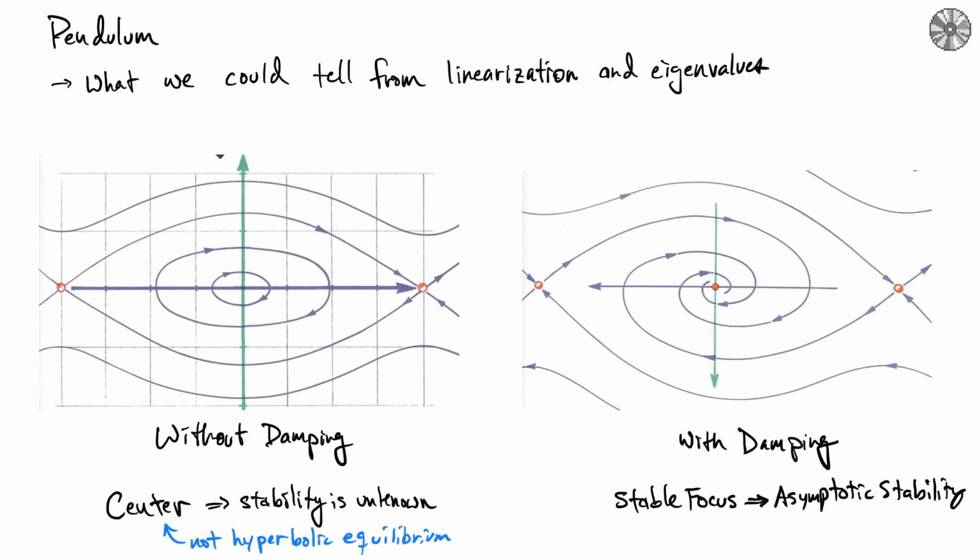Let's return and take a look at our example from the previous slides, where we looked at a pendulum. If you recall, what we found is that without damping, we had an equilibrium at the origin and at every even pi multiple that was essentially a center. It's difficult to understand what that stability is because it's not a hyperbolic equilibrium, so it didn't fall within the class of equilibria that we could use for stability. Once we had damping involved, we could say that this was a stable focus, and that automatically gave us asymptotic stability. So let's see what Lyapunov theory tells us.